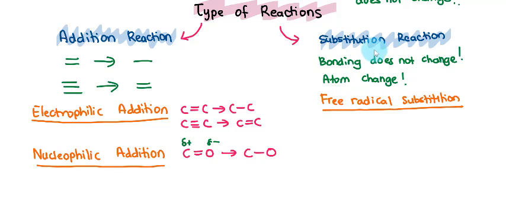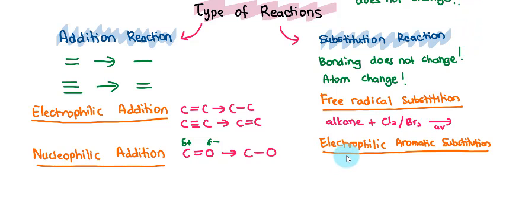So there are three types of substitution reaction. For the first one, we have a free radical substitution, where it involves an alkane or cycloalkane that will be reacted with chlorine or bromine under UV or sunlight. So this one will undergo free radical substitution.